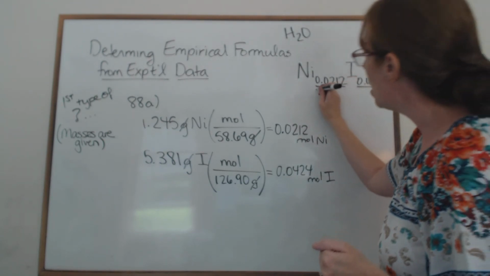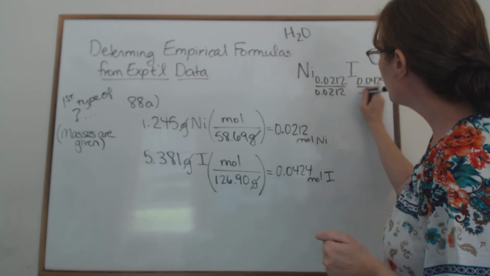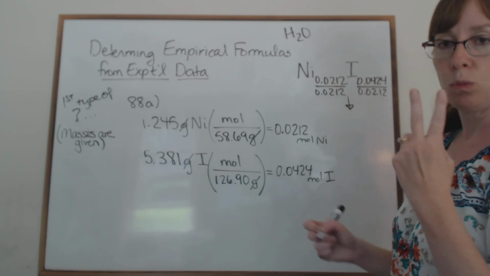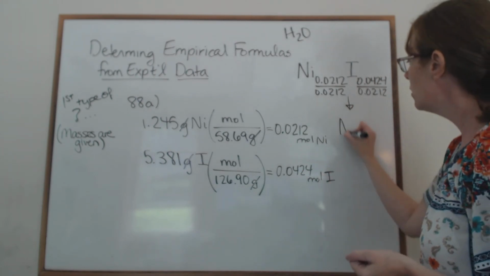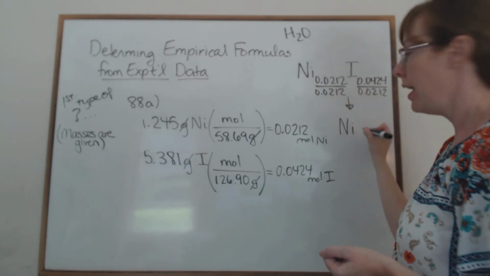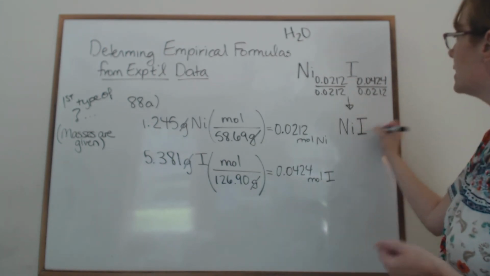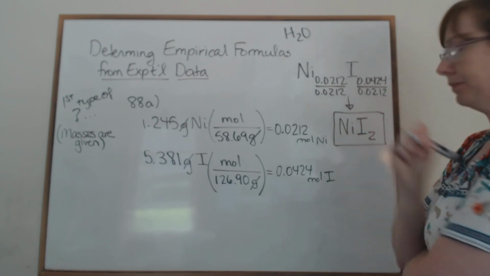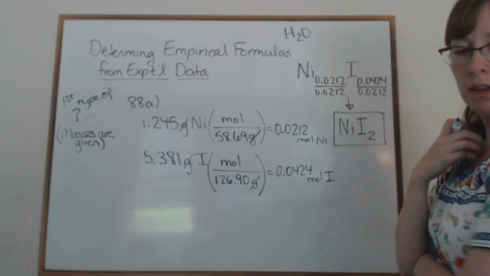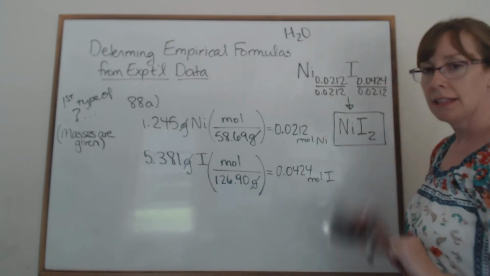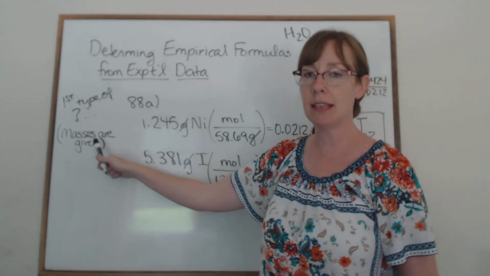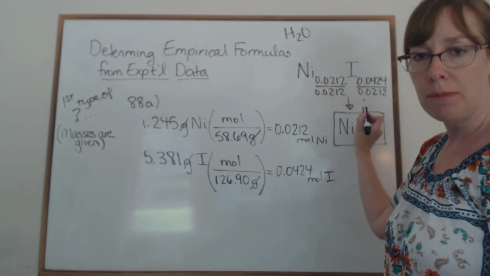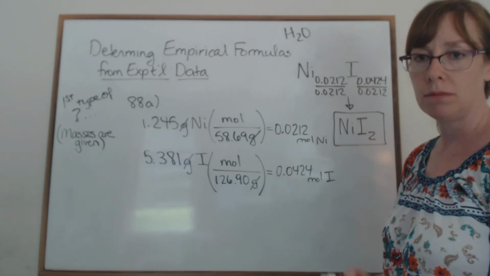So I'm just gonna pick the smaller of the 2 numbers. That's 0.0212. What that does is essentially fixes one of them. One of them will become a 1. So nickel now is a 1, and iodine, I can see, is a 2. And that is the answer. NiI2. Alrighty, that's the first type of question. So if you're just given masses, it's very easy. Get the moles, transplant the moles as the subscripts, divide by the smallest to turn them into whole numbers.